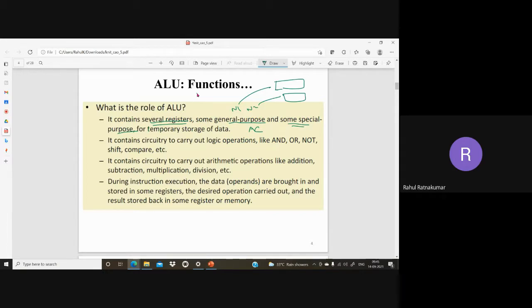Special purpose has a special function defined. It also consists of circuitry to carry out different logical operations. I think you have known in digital logic, there are adders: half adder, full adder, 4-bit adder, look-ahead carry adder. So all these are different architectures of adder.